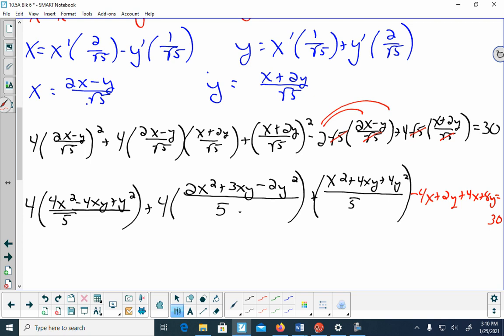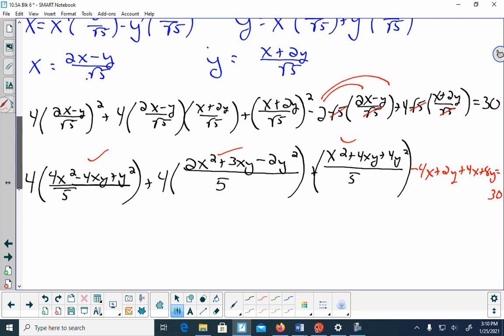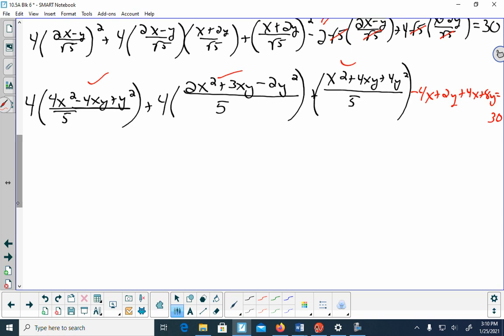Now everything's over, the first three terms, these first three terms, all over 5. So I'm just going to write them all once over 5. Here I'm distributing my 4. So I'm going to have 16x squared minus 16xy plus 4y squared. Doing the second 4 plus 8x squared plus 12xy minus 8y squared.